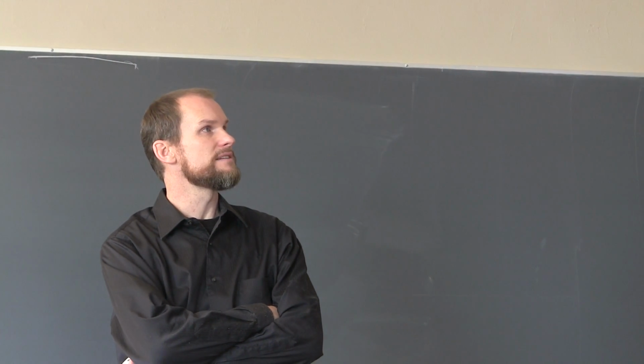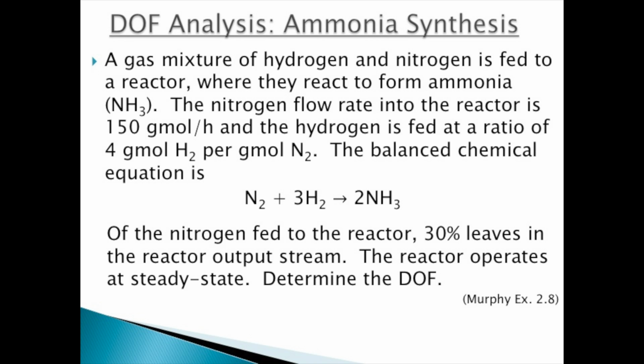This is a slight variation of the problem we did on Wednesday. So ammonia synthesis. A gas mixture of hydrogen and nitrogen is fed to a reactor where they react to form ammonia. The nitrogen flow rate in the reactor is 150 gram moles per hour. This should sound familiar. The hydrogen is fed as a ratio of 4 moles of hydrogen per mole of nitrogen. The balanced equation is nitrogen and 3 hydrogen go to ammonia. Of the nitrogen fed to the reactor, 30% leaves in the reactor output stream. The reactor outputs at steady state. So a question I could ask you is determine the degrees of freedom. All I need is the degrees of freedom analysis with enough documentation so I can check that you actually did the steps. And then you don't need to solve the problem if I just ask for degrees of freedom.